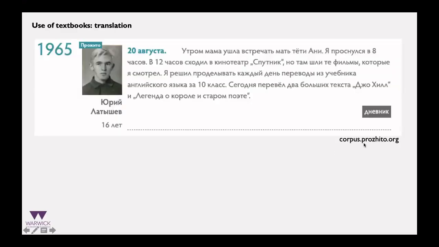This is from a corpus of diaries that were written by various Russian people. Anyone can still now send in their diaries to be digitized. This is Yuri Latishov. He's 16 years old, and he's writing on the 20th of August, 1965. He's got quite an interesting diary there. He talks about all sorts of stuff, school stuff, boys, girls, sports, all of the stuff you'd expect in a teenager's diary. He's 16 years old.